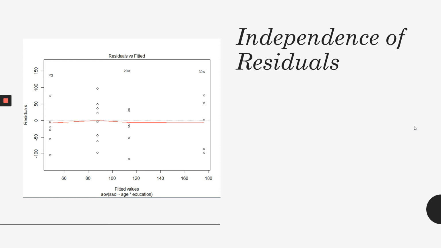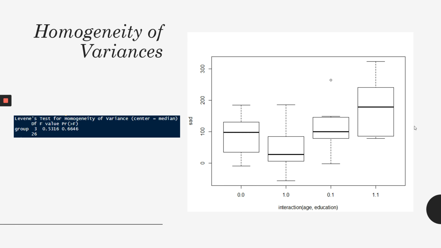So we include the independence of residuals for the same reason we do in MRC. And we can see, looking at the residuals against fitted values, that our line is very, very close to zero. So we can assume that our residuals are independent.